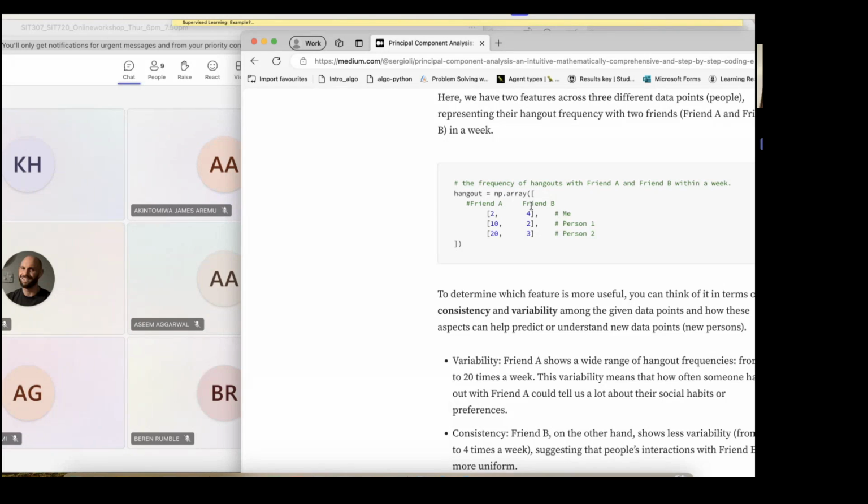Let me make the question simple. Now I have 3 persons, right? Now I want to look at a new person. I want to know if this new person is outgoing or introverted. Now I only give you a chance to look at one value: the hangout times with friend A or the hangout times with friend B. Which value will you choose to determine whether the new person is outgoing or introverted?